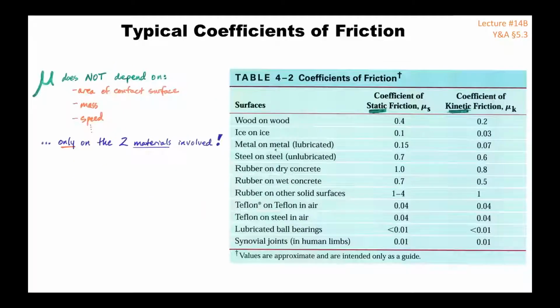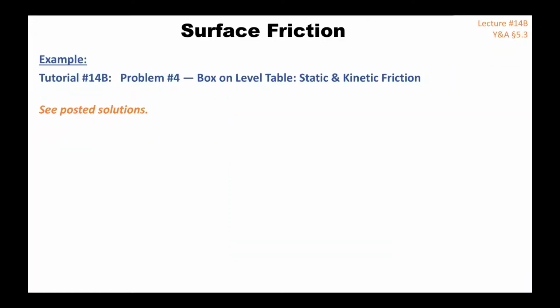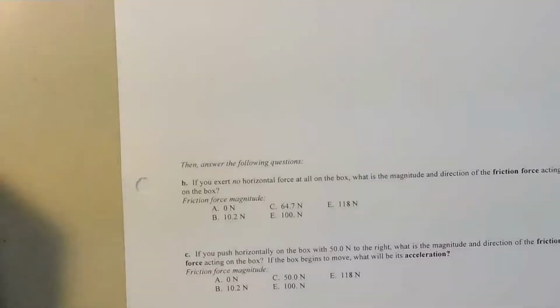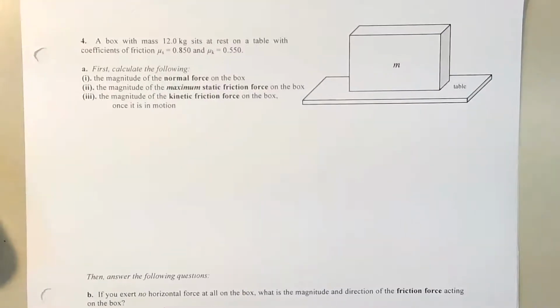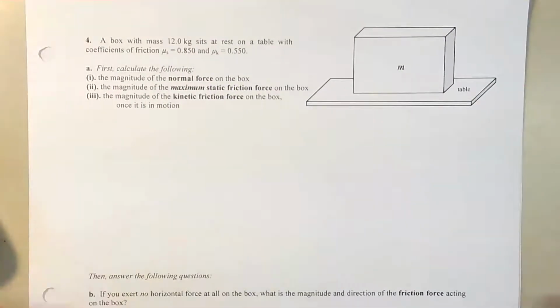So at this point, let's take a look at a sample problem. I'm going to switch to my desktop camera. I'm going to take problem number 4 from our tutorial sheet and just use this as an illustration of calculating some coefficients, calculating some forces and accelerations for a problem that involves both static and kinetic friction.